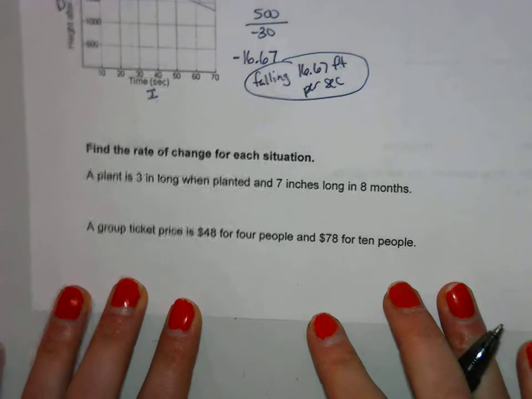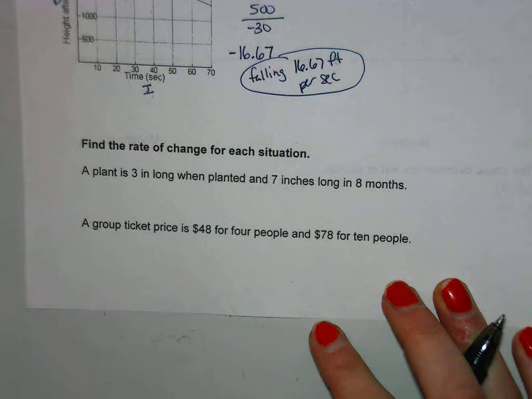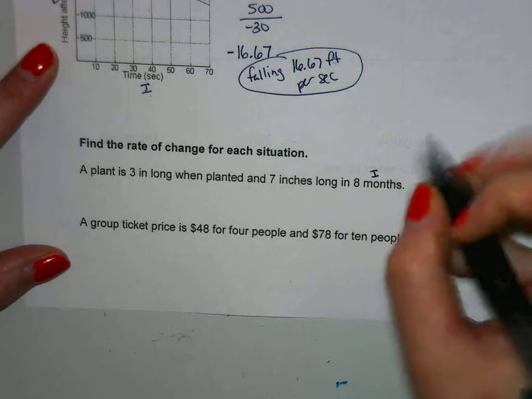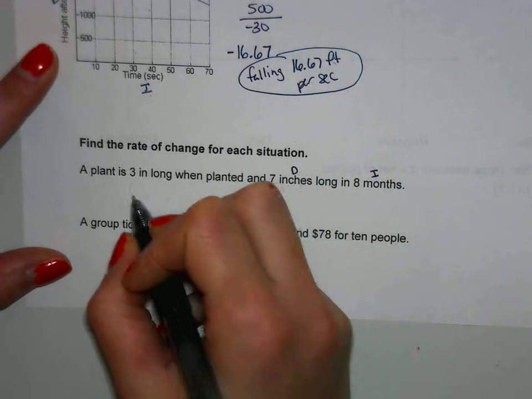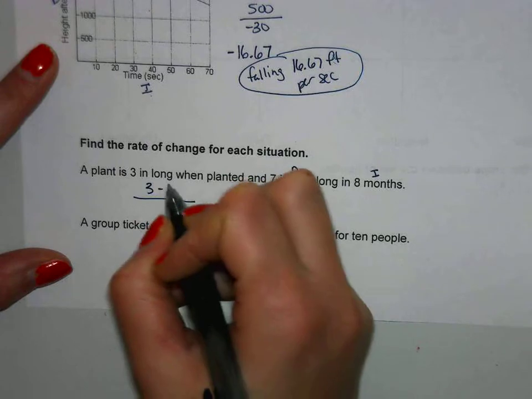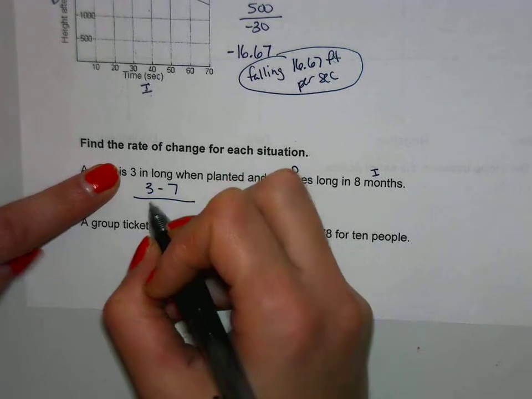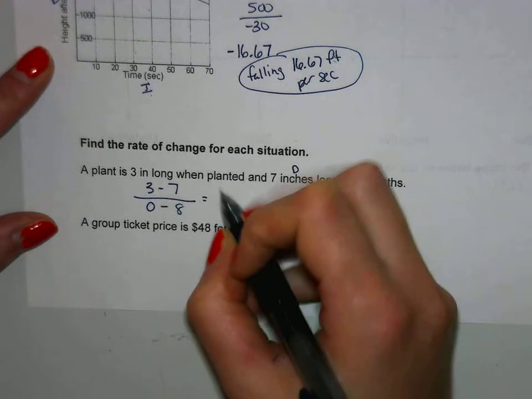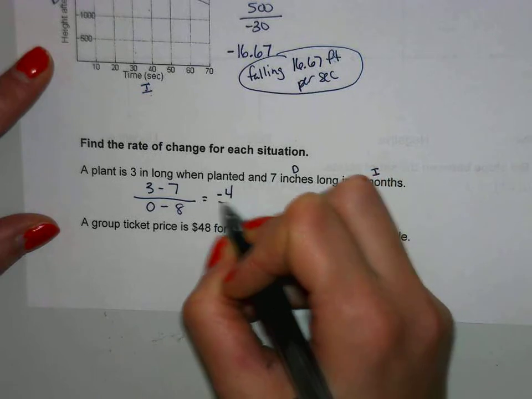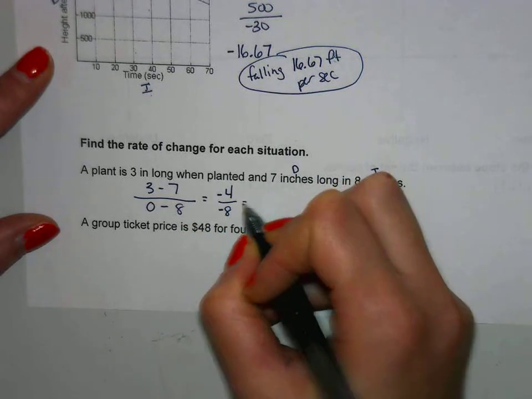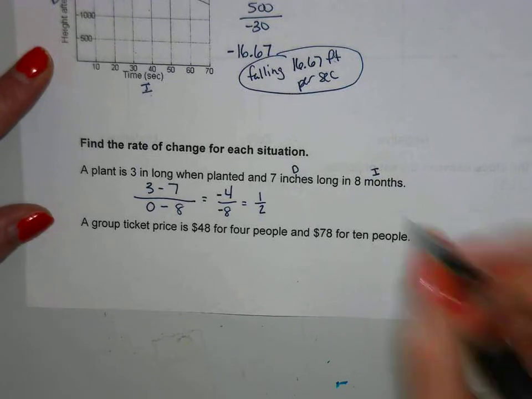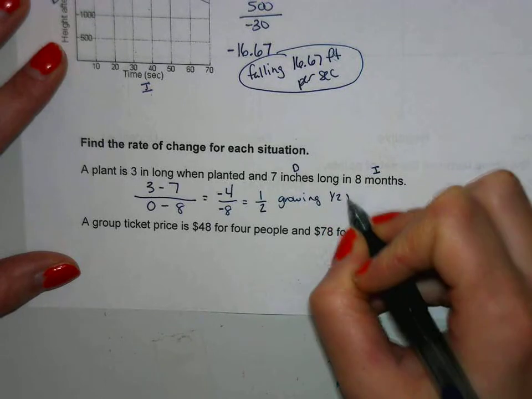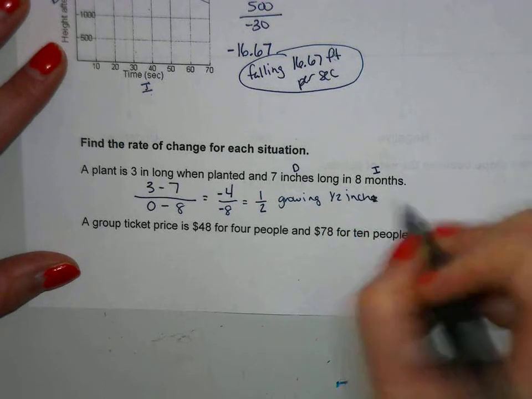Let's find the rate of change for each of these situations. A plant is 3 inches long when planted and 7 inches long in 8 months. So the months is our independent, inches is our dependent. So we can say 3 inches minus 7 inches. When we first planted, that means it's been 0 months compared to our 8 months. So 3 minus 7 is a negative 4. 0 minus 8 is a negative 8. So this is a positive 1/2. So what that tells us is that it's growing 1/2 inch each month.